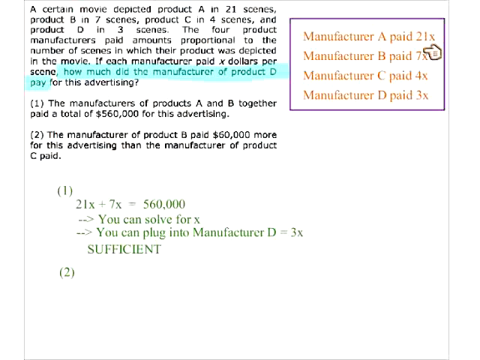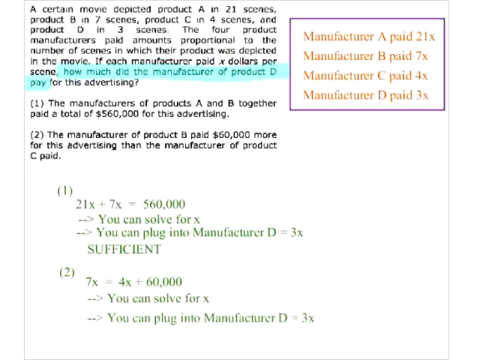All right, statement 2, product B is 60,000 more than product C. Well, product B is 7x, and that's 60,000 more than 4x. So again, you can solve for x, and once you solve for x, you can plug into manufacturer D, which is 3x, and so this one is also sufficient. So both individual statements are sufficient, so this is D like dog.